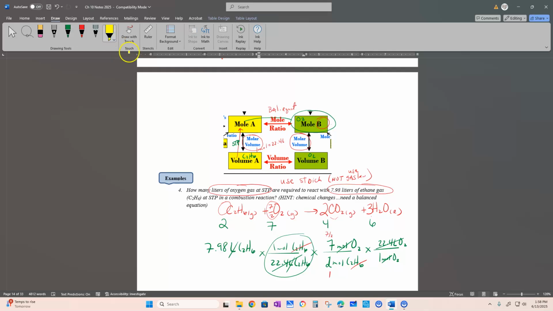Let's highlight. I'm going to plug in that 7.98 times 7, divide by 2. And this is why you can do stoichiometry with ideal gases. As long as you're at STP, you don't have to use the ideal gas equation. So 3 sig figs, because I'm basing my sig figs off that starting number. We never look at the moles. 27.9 liters of O2. And there it is.